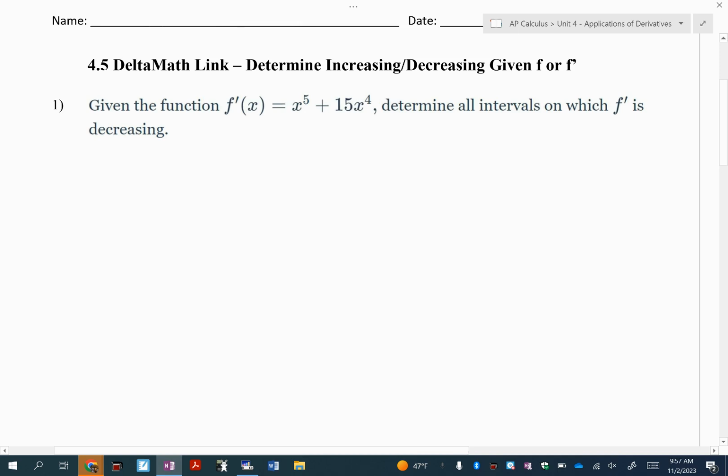So look what they gave us. They gave us the first derivative. So before I do any of this, I'm going to find the second derivative.